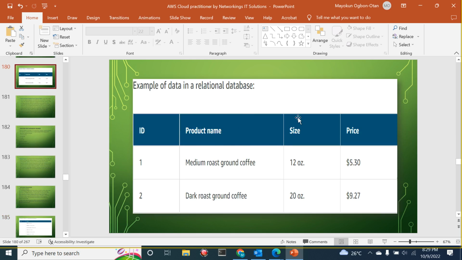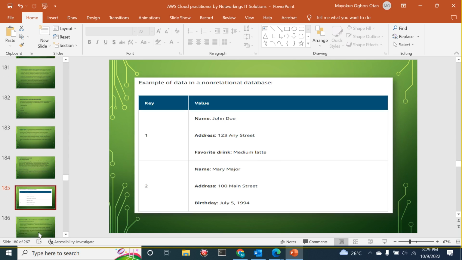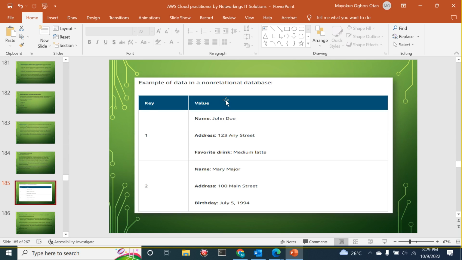Look at this. This is a relational database whereby you have the ID, product name, size, price. You have columns and you have rows. But here you have key and value, and under number one you already have the name and the address. You know, it's non-relational. Once you are seeing stuff like this, number one has nothing to do with number two. Yes.